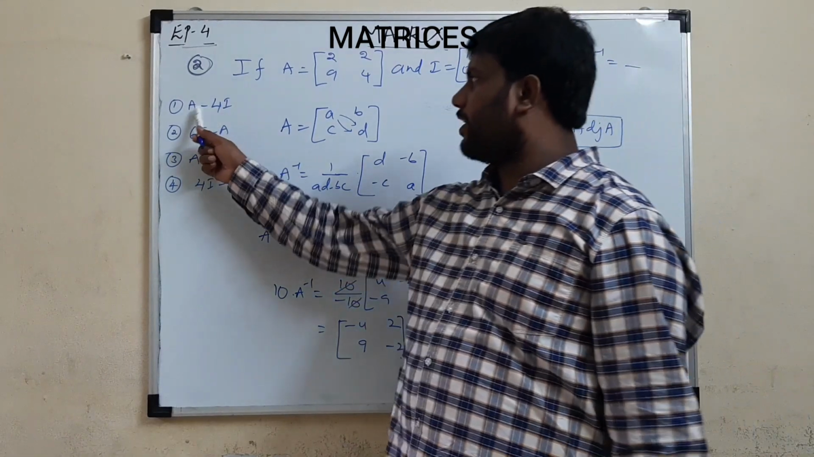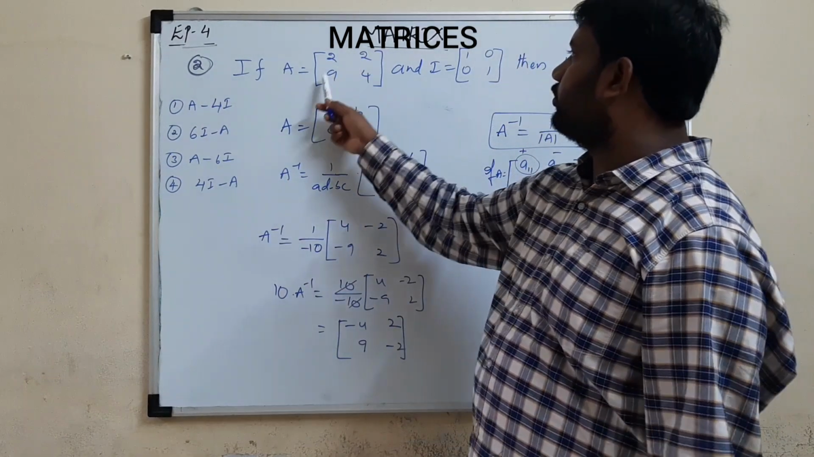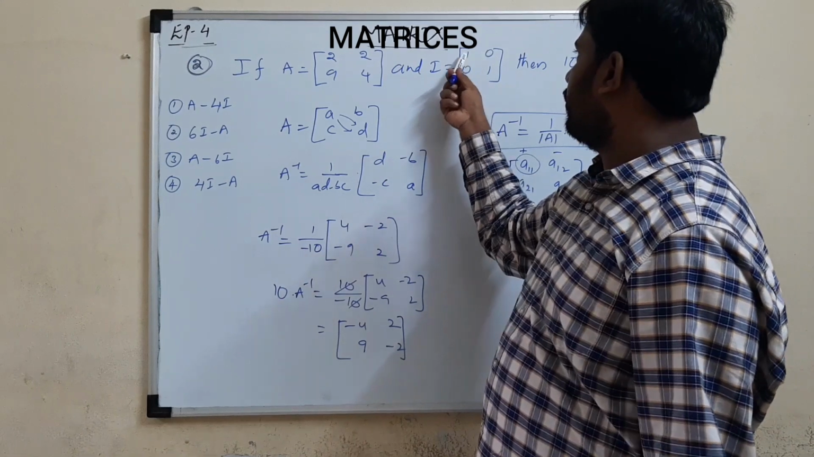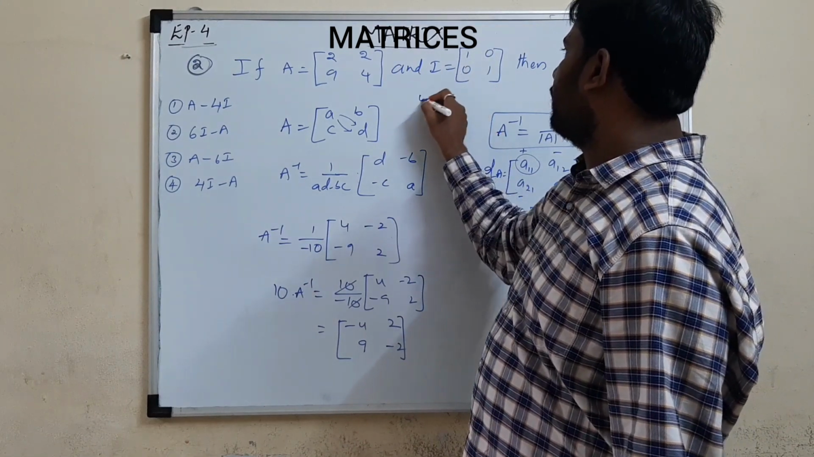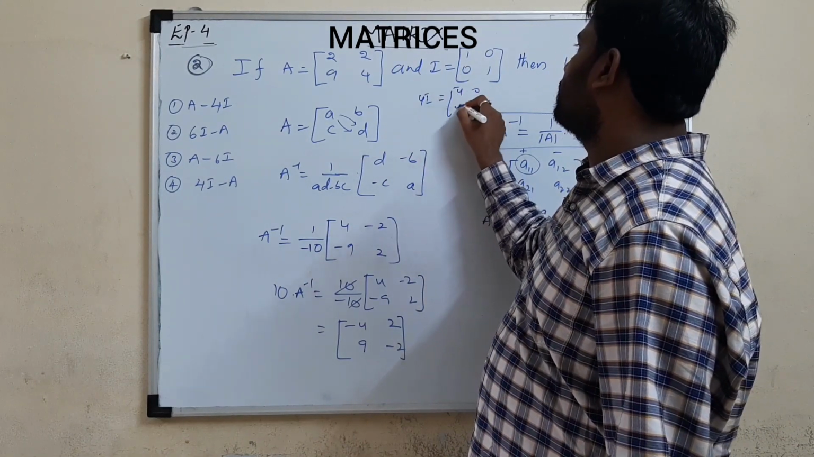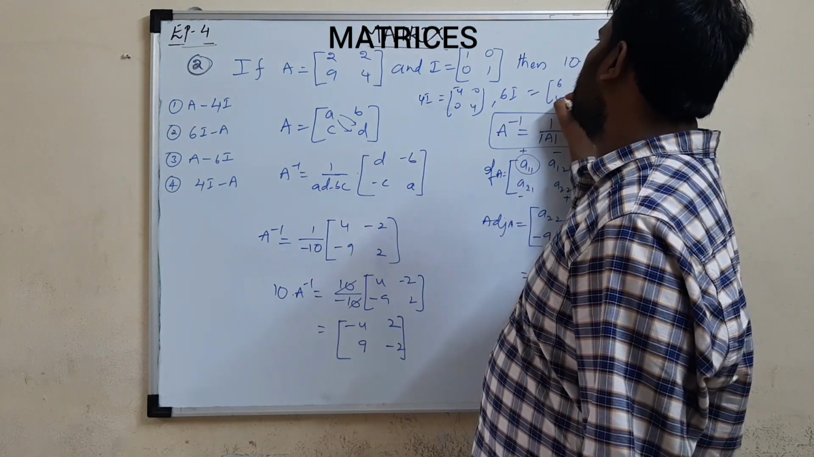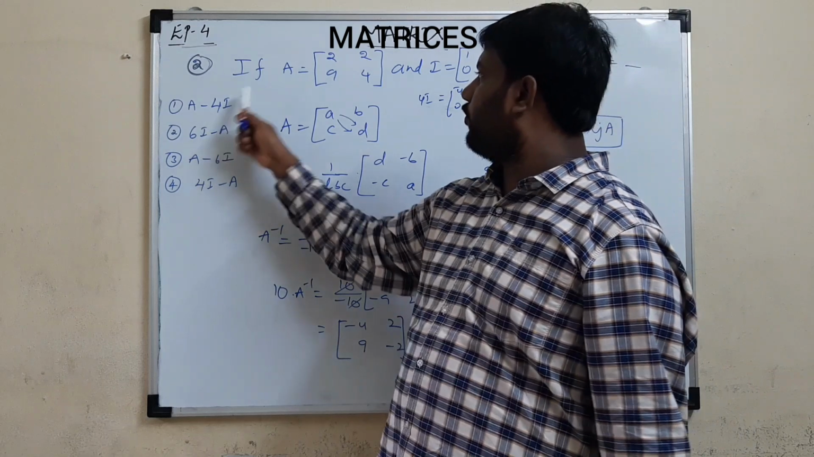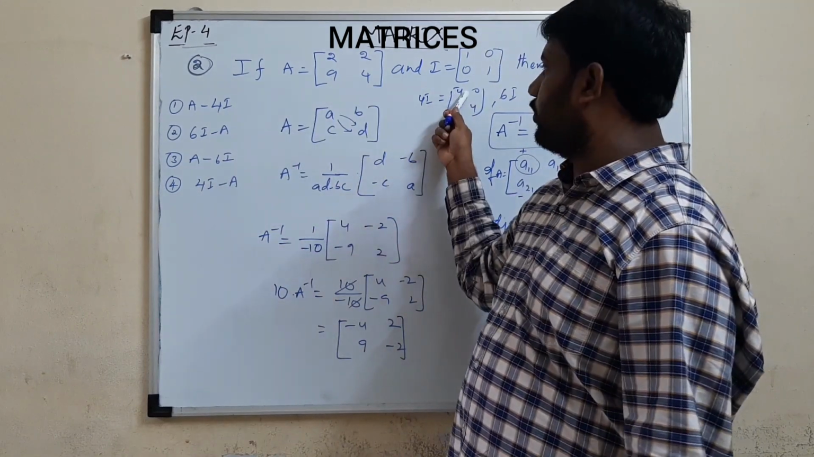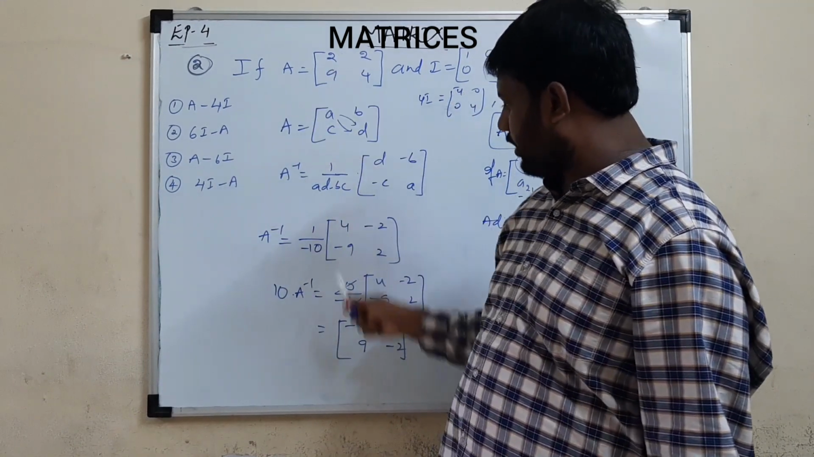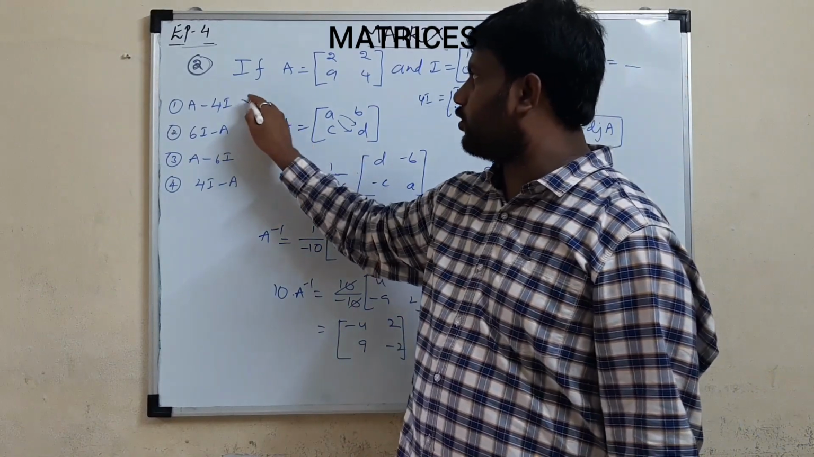See, the first one, A minus 4I. A means [[2, 2], [9, 4]]. 4I means 4 ones are 4, so 4I is nothing but [[4, 0], [0, 4]]. If you want 6I, it is [[6, 0], [0, 6]]. Okay, so 2 minus 4, how much do you get? Minus 2. But here we have minus 4. So option A is not correct.